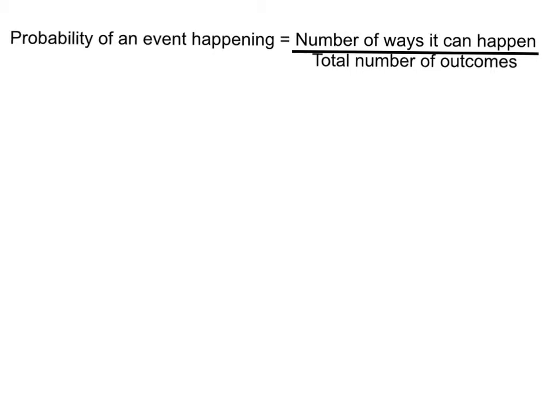So, for example, if you were to flip a coin, the total number of outcomes is 2, because the outcomes are, it's either heads or it is tails. So those are the 2 outcomes. So the probability of getting a tail for that, well, there's one way that that happens out of a total of 2. So the probability of getting a tail is a half.